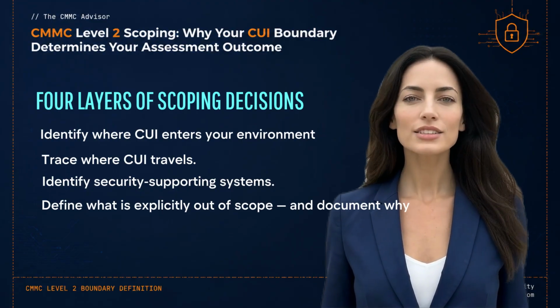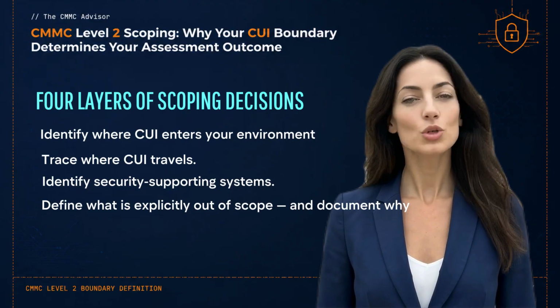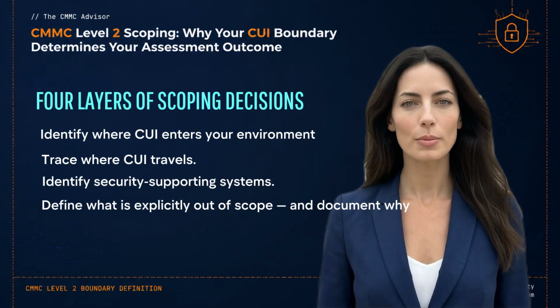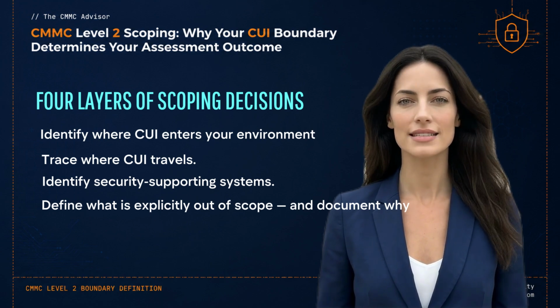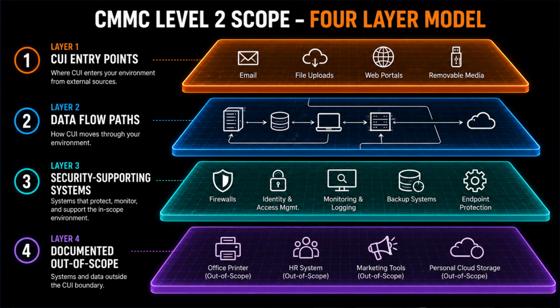claim. The practical tool for this work is an asset inventory mapped to data flows. You need a diagram that shows CUI entry points, data flow paths, and system boundaries, not just a list of assets. The diagram and the narrative in your SSP must tell a consistent story. If the diagram says one thing and the control implementation says another, assessors notice.